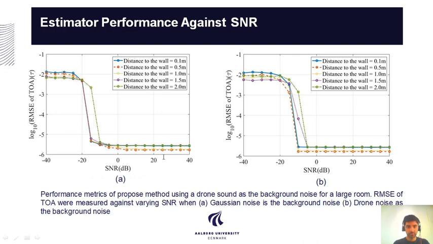In the first experiment, we tested the performance of our proposed method against white Gaussian background noise. As seen in figure 1a, the proposed method gives low estimation error for SNRs or signal to noise ratios of above minus 15 dB for distances between 0.1 meter and 1.0 meters, whereas for 1b, the performance was above minus 10 dB. And in figure 1, the background noise was white Gaussian. In figure 2, the background noise was the ego noise of the drone.